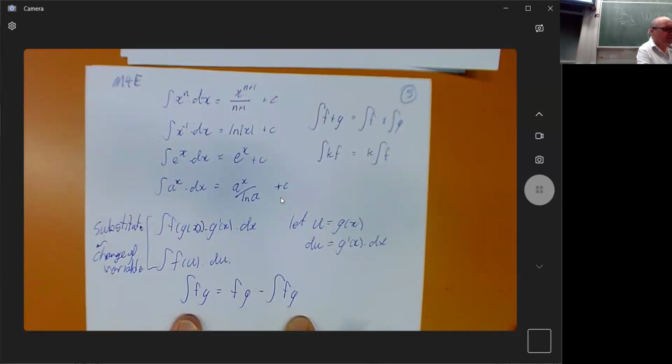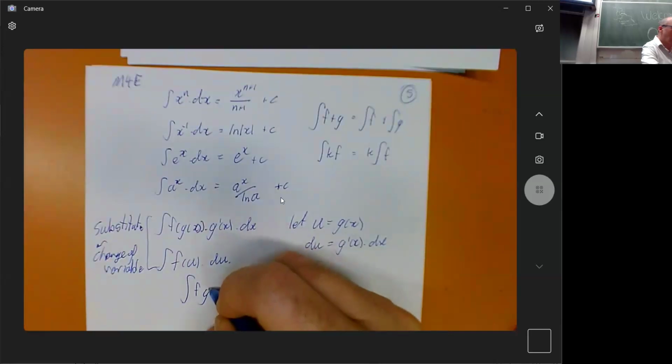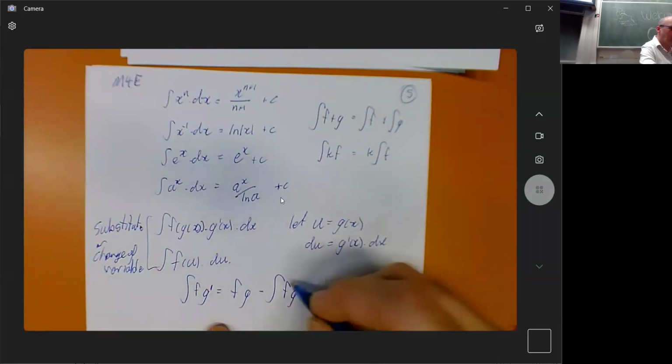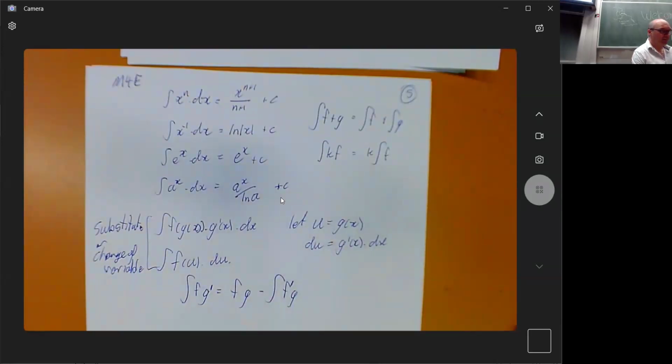Now you notice how I've written the integral of f g is equal to f g minus the integral of f g. We are missing two dashes from this expression. So if I put my dash on the g up here, and I put my dash on the f over here, that's integration by parts.